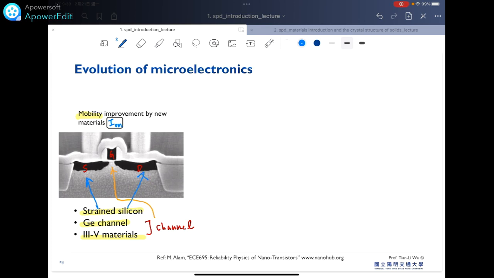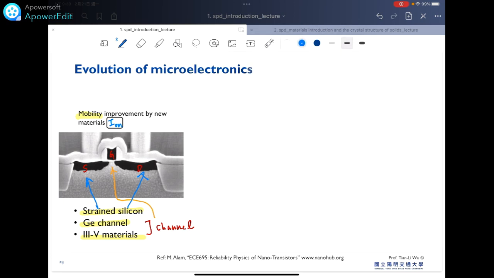And for sure this is an introduction class, so we won't talk in too much detail about each one. Each one has been developed for more than 10 years, and so far it's still ongoing. It's difficult to say briefly how strained silicon or the channel material can improve the on current, but generally we try to implement some new materials here.